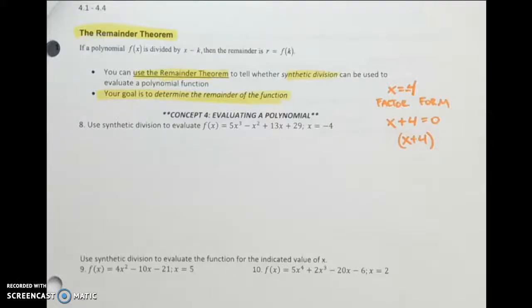Alright, for 4.3 we also have the remainder theorem. If a polynomial f of x is divided by the quantity of x minus k, then the remainder is r equals f of k. What does this mean? Well, all we're really doing is evaluating polynomials, but we're doing it in a shortcut using synthetic division. So, what you're doing is you're looking for the remainder. The goal is to determine the remainder of the function.